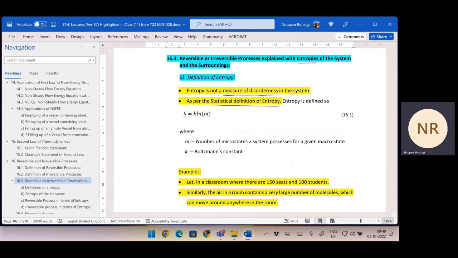No, there's a lot of things going on inside. If you talk about this class, I think there are 150 benches, seats, and about 100 students here. Today a few less came. But if I look from outside, I may say that there are 100 students in the class. That's all, because that is the only parameter I have. But these 100 students can sit in thousands and thousands of ways in this room.